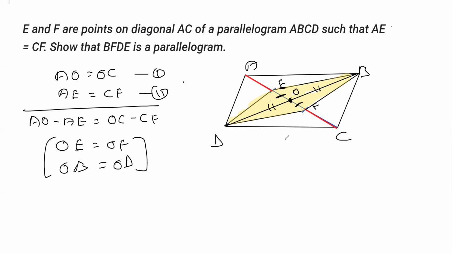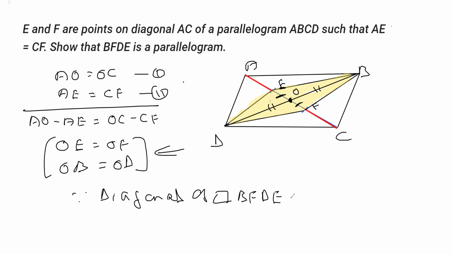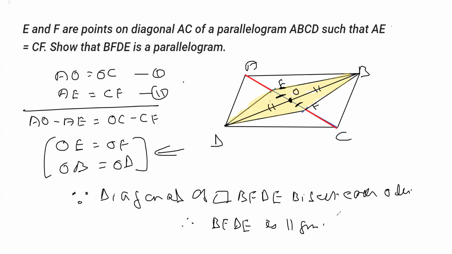Now look into these two points. From this shaded quadrilateral, as you can see, we proved their diagonals bisect each other, right? Since the diagonals of the quadrilateral BFDE bisect each other, therefore BFDE is a parallelogram. So whenever you prove the diagonals of a quadrilateral bisect each other, it becomes a parallelogram.